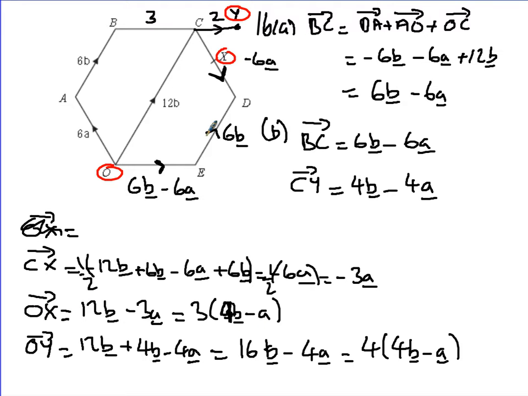So we've proved that OX and OY are related. The connection between OX and OY is that it's 3 to 4, hence proving that O, X and Y lie on the same straight line at that point.